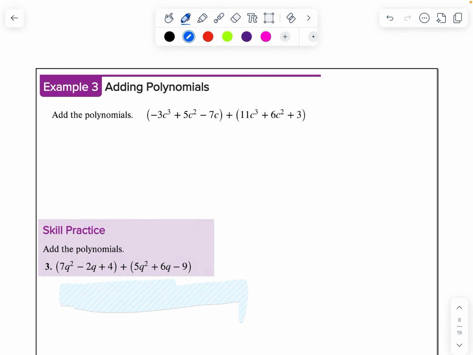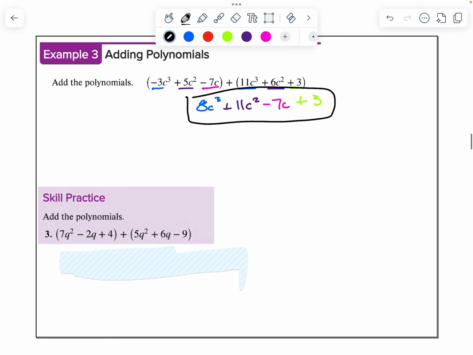When we're adding polynomials with multiple things, we're again just looking for like terms. So here, this is addition, right? This is addition. So -3 plus 11, those are like terms because they both have c to the 3rd, makes 8 of those items. 5c squared and 6c squared, they both have c squareds, makes 11c squared. And -7c, there's no other c item out here, so that's just going to be -7c. Plus 3, again, there's no item with just a number, so that's just going to be plus 3. And that is my answer.